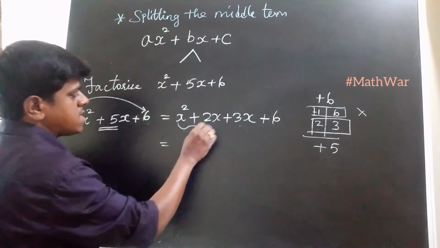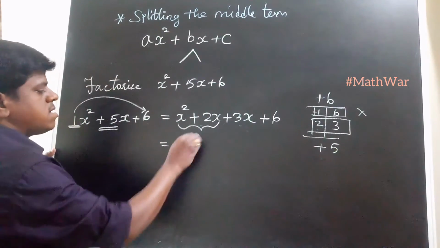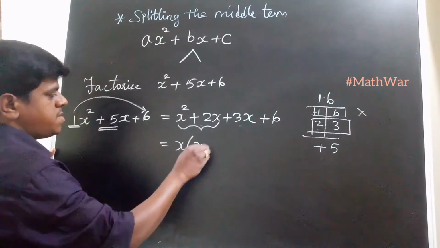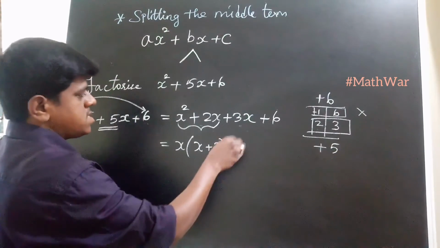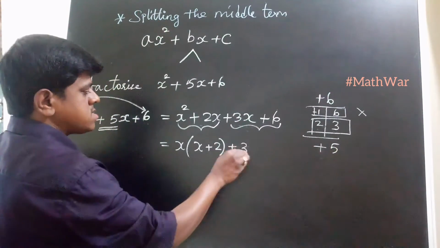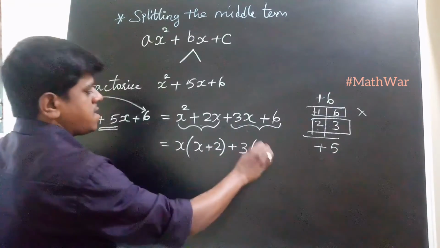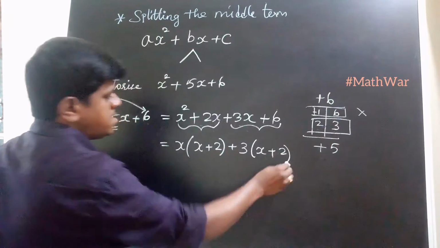Now again the grouping method can be followed. X square plus 2x: in the first two terms x is common. If you take it outside, here x will be there, plus 2x, x if we take it outside, 2 will be here. Plus in the second two terms, 3x plus 6, 3 is common. If you take it outside, here x is there, plus 6 is there, in that 3 if you take it out, 2 will be there.